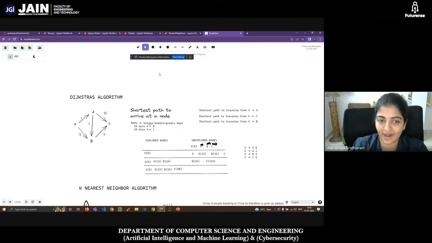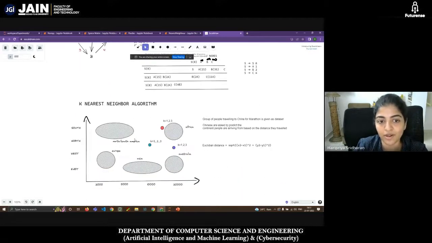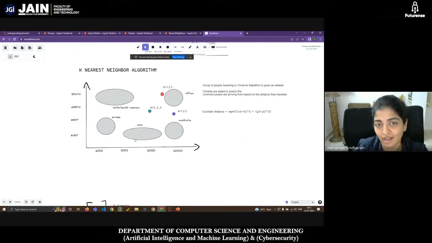So this is another shortest path algorithm. One of the techniques used, as I said, in Google Maps, Swiggy, Zomato, everything almost popularly uses this Dijkstra's algorithm on a day-to-day basis. That's one popular one. Next is the KNN algorithm. I'm not sure if you guys have covered this before. Let me know.